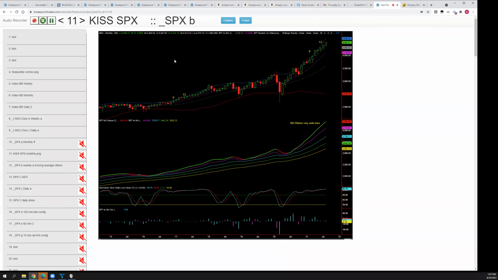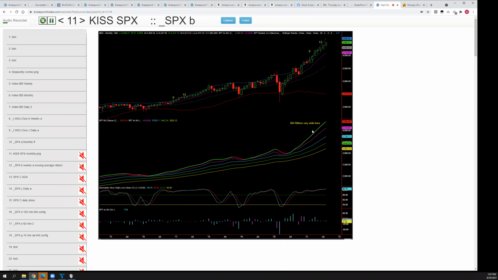Next. Chart 11, here's another monthly chart. This is one of our KISS charts. Same deal. First off, we have a DeMark, I think 14 now. If you don't know what DeMark is, it's a sequence that is fairly popular. And that's starting to get a bit long in the tooth. We haven't had a correction.